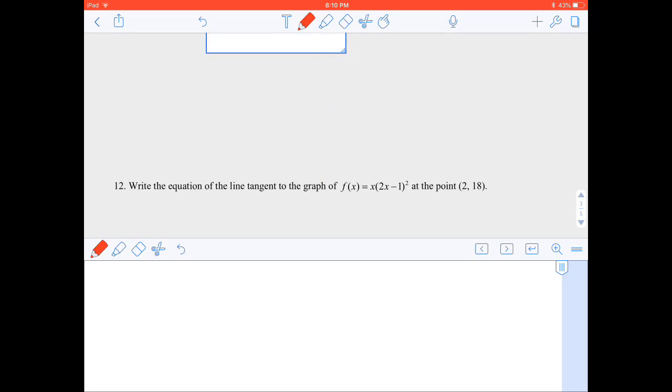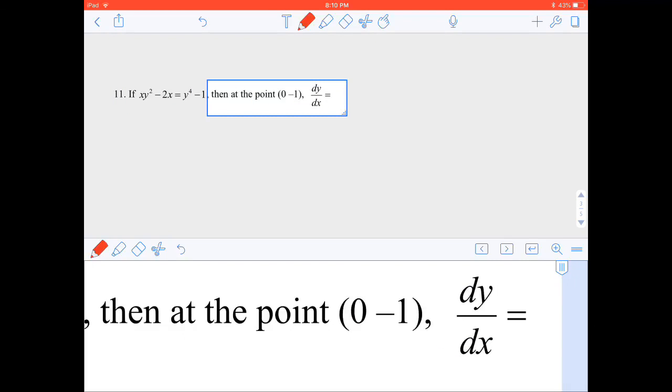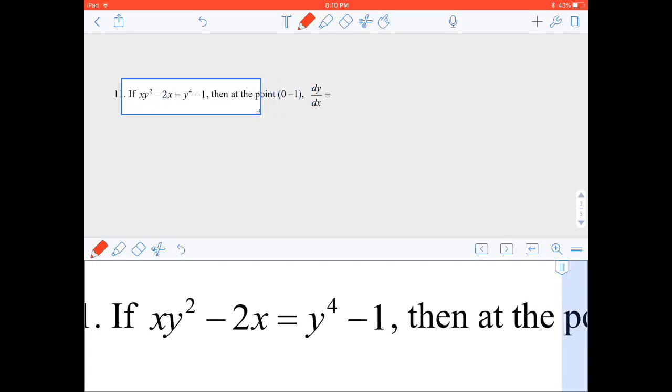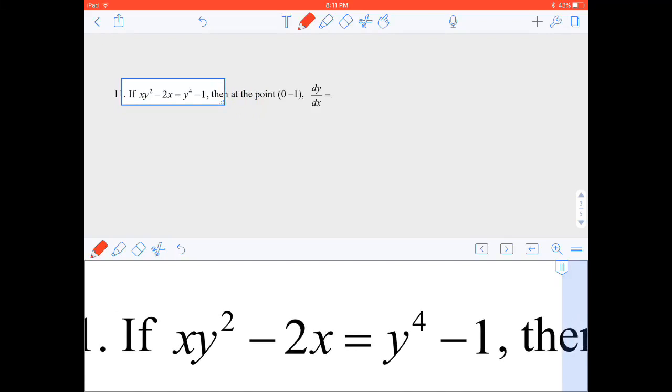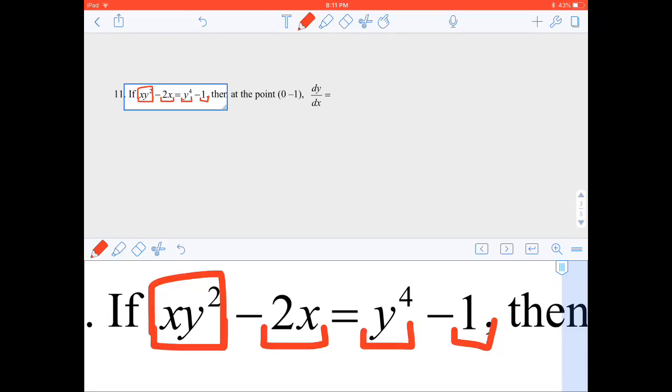So I'm going to do just one more here so we can take a look at some more implicit differentiation and then see how to plug into this. So x times y squared minus 2x equals y to the 4th minus 1. Remember, we're going to take derivatives of each of these terms here. My first term, x times y squared, is two functions that are being multiplied. So I have to use the product rule to take this derivative.